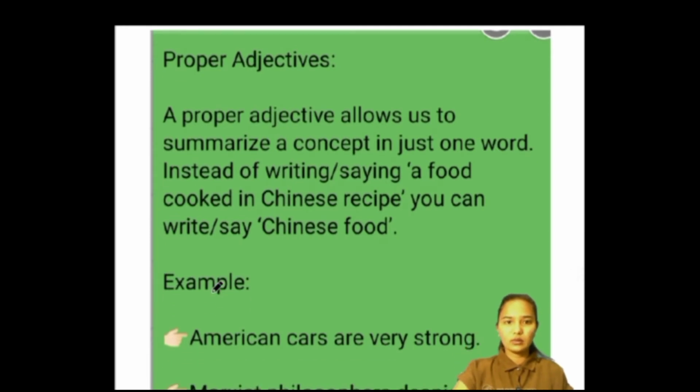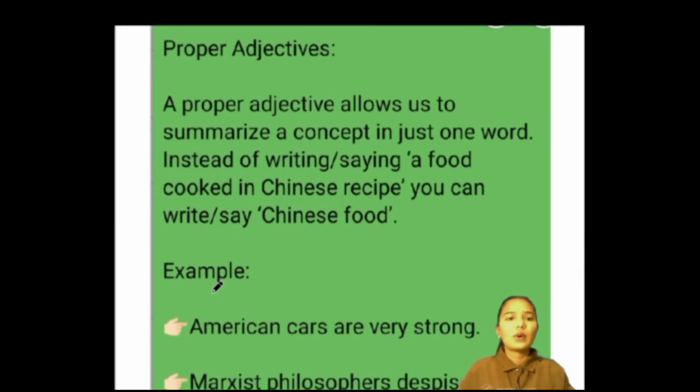Now, the proper adjective. So what is it? Let us see. A proper adjective allows us to summarize a concept in just one word. How will it summarize? Instead of saying or writing a food cooked in a Chinese recipe, you can write or say what?